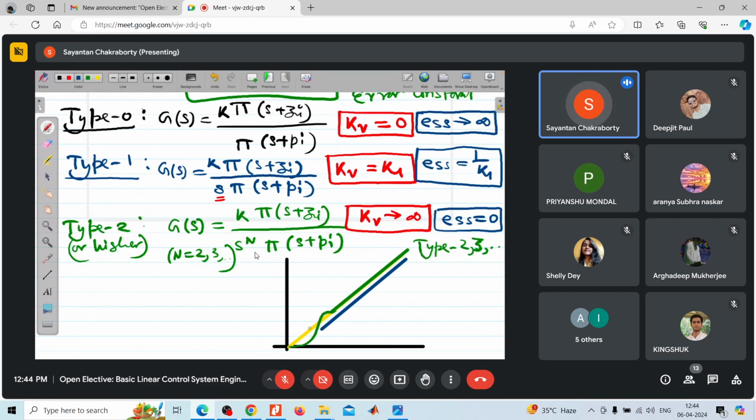And for type 1 system, it follows with an offset. For type 2 and 3, there is no offset. And type 0, that is the interesting thing.